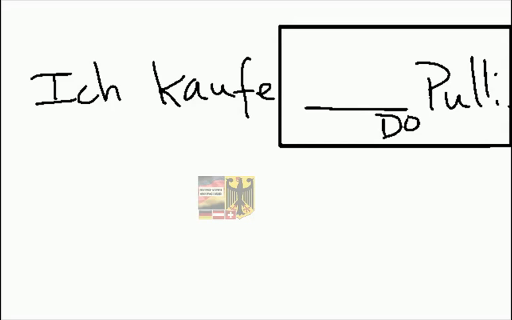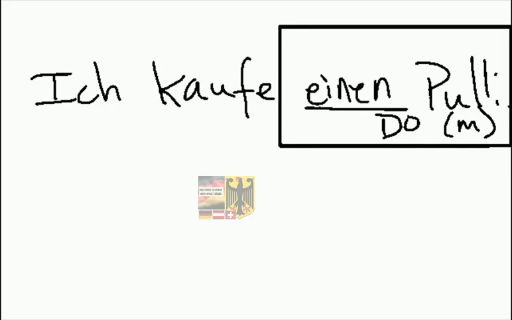Then I need to put in the correct article. Pulli is a masculine noun, so I need to think about what I'm going to use if I have a masculine noun. I need to use den or einen. So I'm going to buy the sweatshirt, or I'm going to buy a sweatshirt. I think I'm going to say I want to buy a sweatshirt, because the is a little bit too specific. So because it's masculine, I'm going to put in einen.